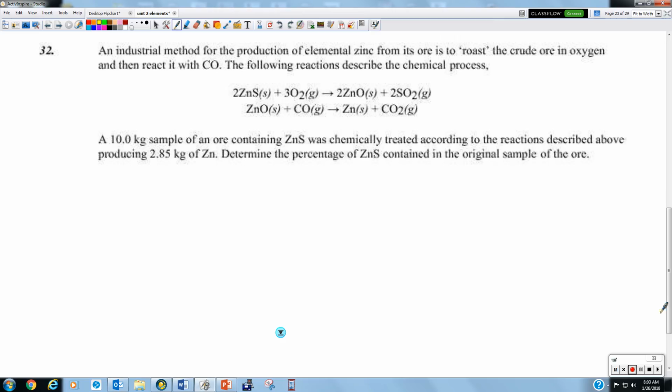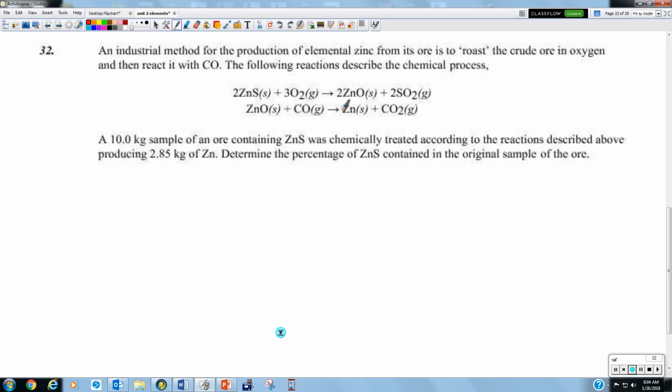Now, again, what I want you to see is the step change from Chem 1 to Chem 2. In Chem 1, you only looked at one reaction at a time, and we looked at it within that one reaction. From here, they're giving us 2 reactions, and let's talk about what's going on here.